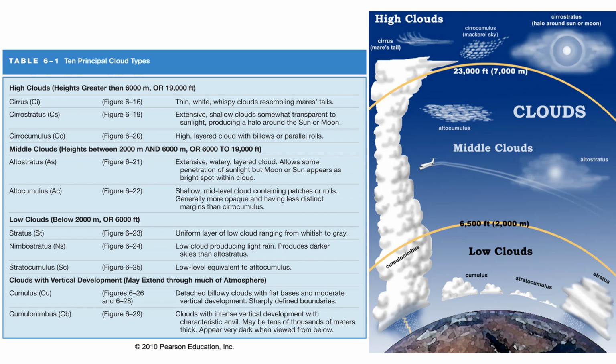So here is a picture of the distribution of clouds. High clouds, heights greater than 6,000 meters or 19,000 feet. Middle clouds, heights between 2,000 meters and 6,000 meters. Low clouds below 2,000 meters. Clouds with vertical development may extend through much of the atmosphere.